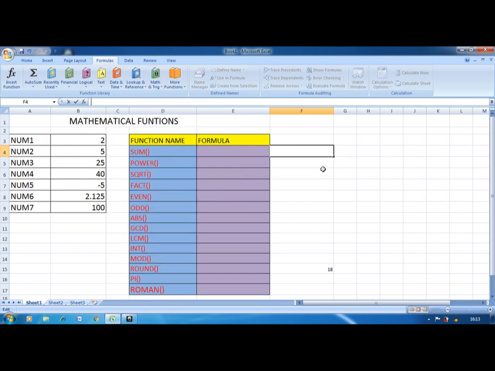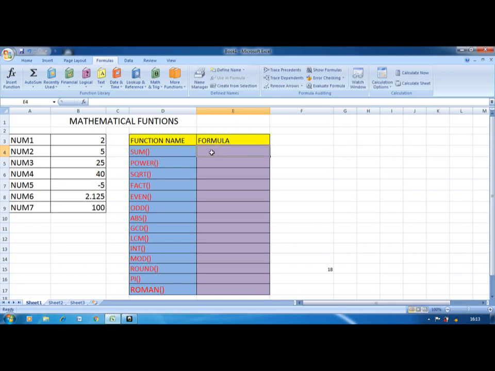The first one is that in your syllabus, 15 to 20 formulas are there in each category. So I am explaining those functions here. First one is the SUM. I think all of you know how to find the sum.